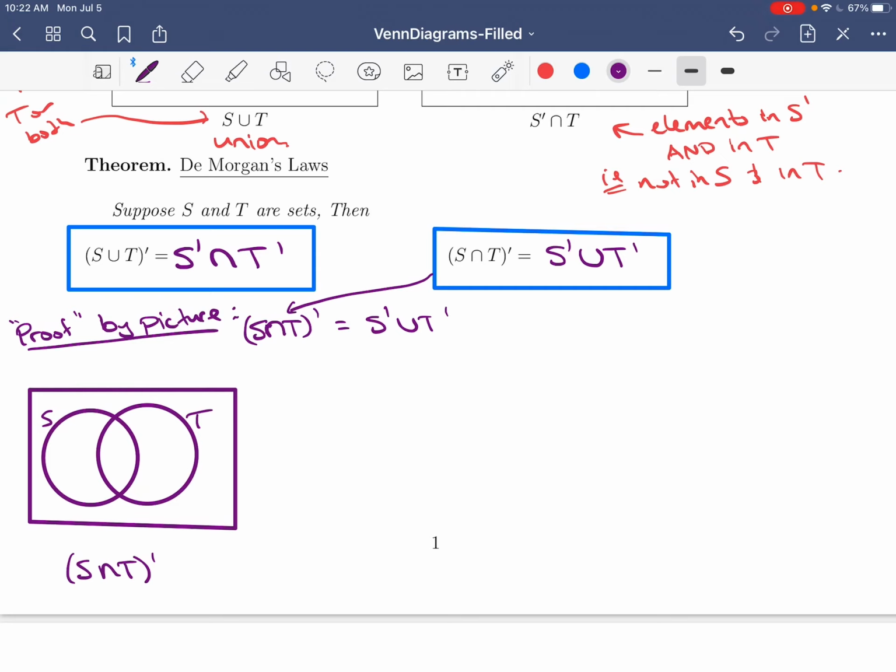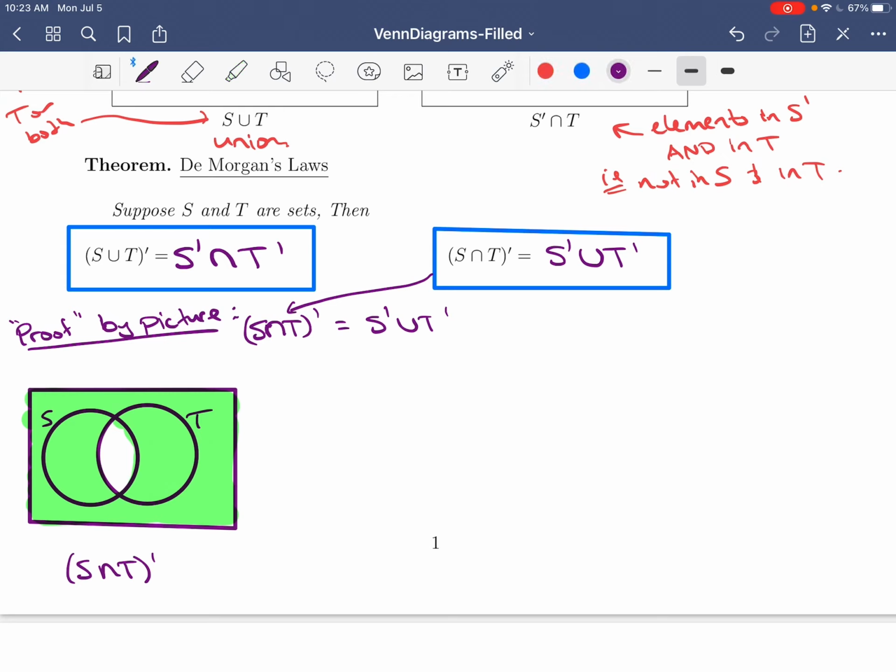So let's do that. Let's do it in green. So it's the complement of the intersection. So the intersection is just this part. So the complement is going to be everything else. So everything outside of that middle bit is going to be in this complement set. Okay, so that's our shaded region.